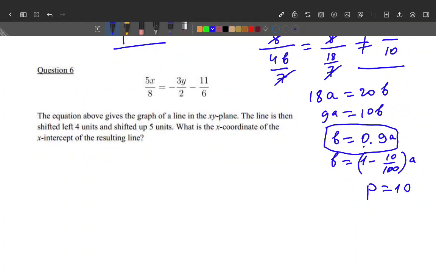Question 6. The equation above gives the graph of a line in the xy-plane. The line is then shifted left 4 units. Like these questions, you can do like this. If left, you should replace x with x plus 4. If up, you should subtract. If down, you should add 5.